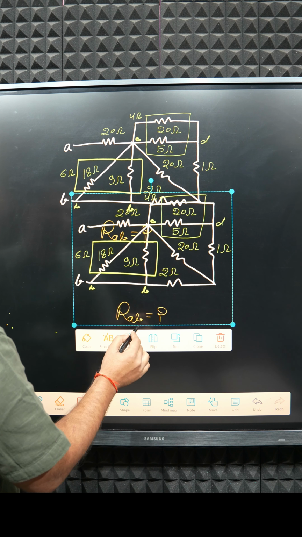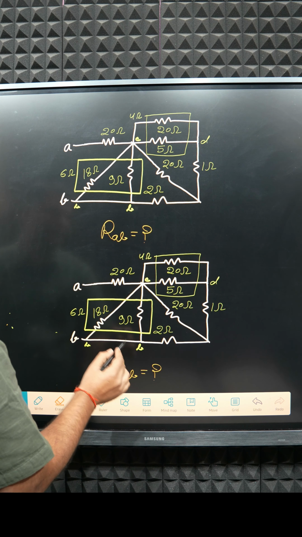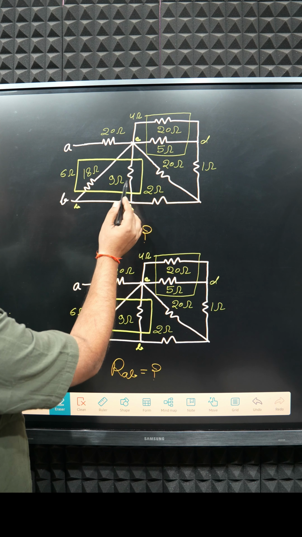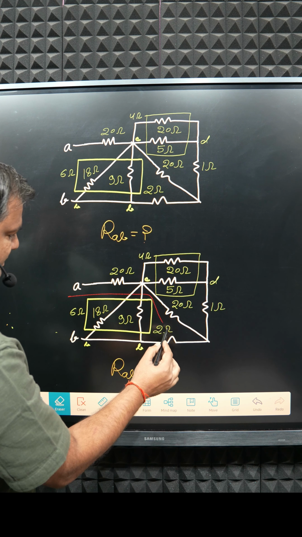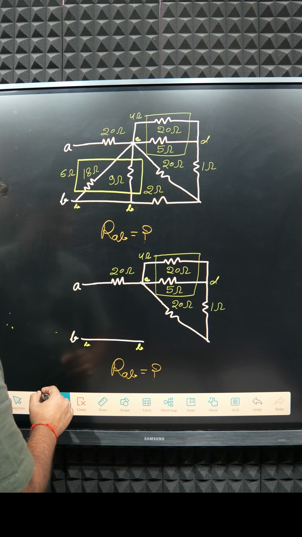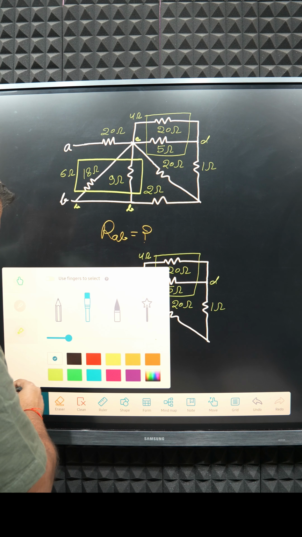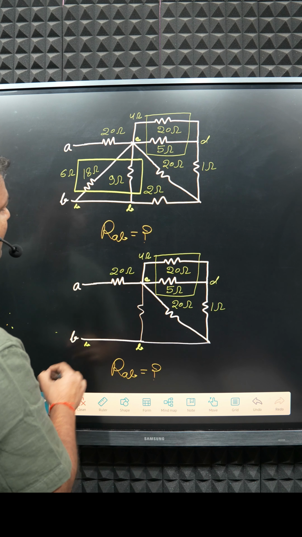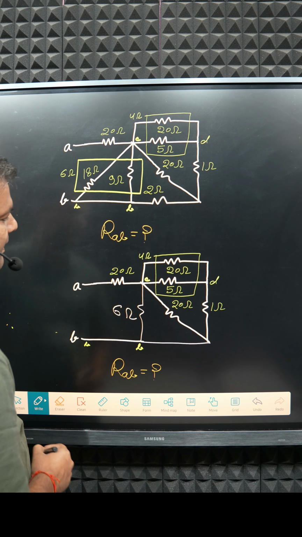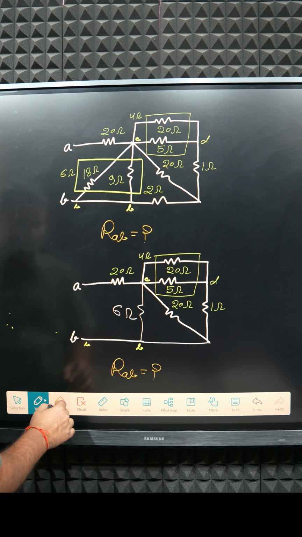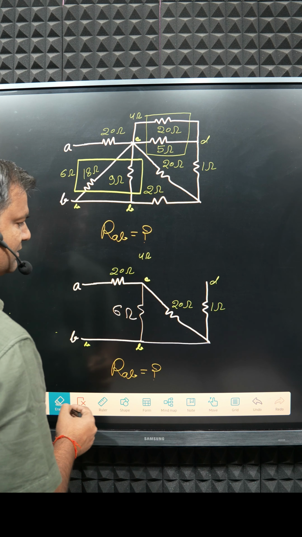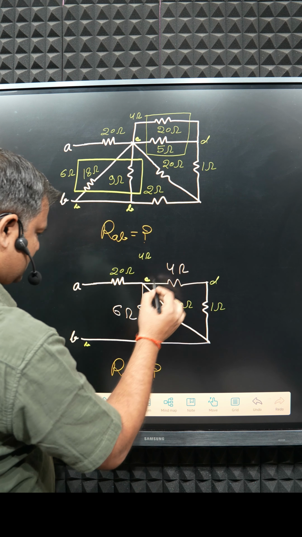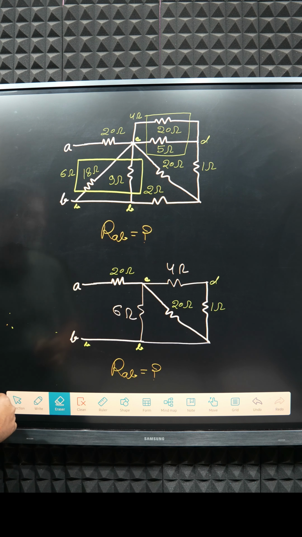Simply, look here. Okay, after that the combination of these two is 6 ohm, so you can remove this and add here simply how much? 6 ohm, and the combination of this is 4 ohm, so you can remove this one and retain 4 ohm. Very simple. I hope it is clear.